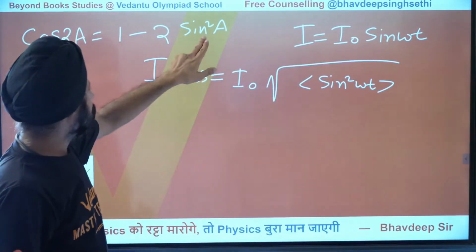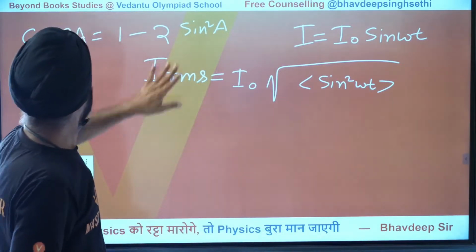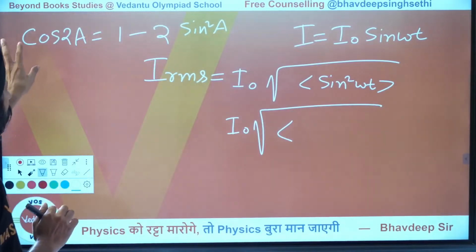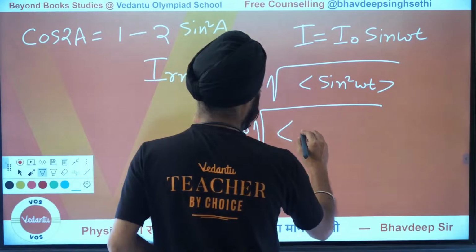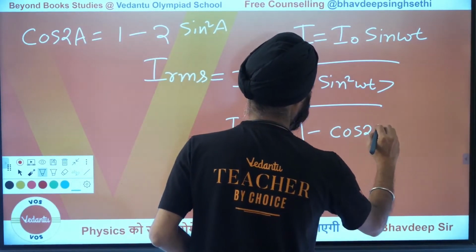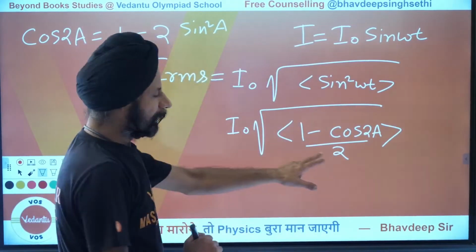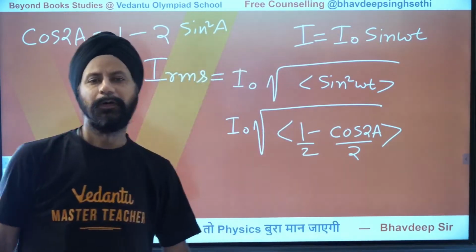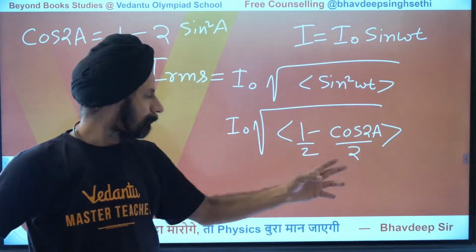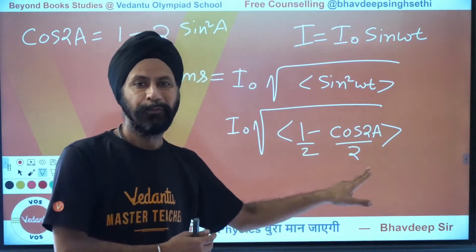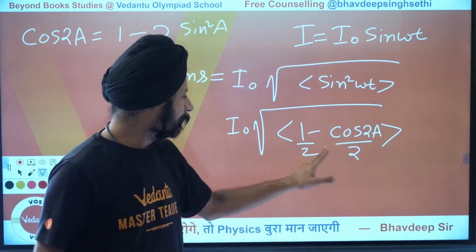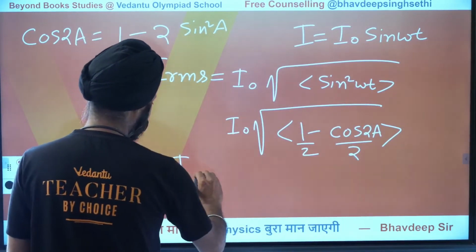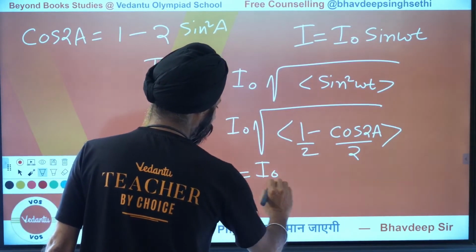So can I not make sine square into something like cos? If you rearrange all this, what you get here is I naught, the mean of (1 minus cos 2A) by 2. Or you can distribute the 2, that will be easier for you. So this is 1 by 2 minus cos 2A by 2. The cos wave mean is 0, dividing by 2 doesn't change anything, so the average of this thing is 0. And what is the average of half? It is half, obviously. So all this average becomes half. Then you take the square root of that, 1 by root 2. So what we are getting here is I RMS is equal to the peak value divided by root 2.